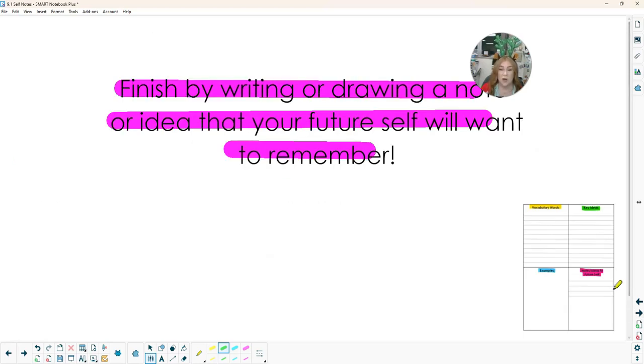And then just finish up, draw or write yourself a note to help yourself remember about equations.